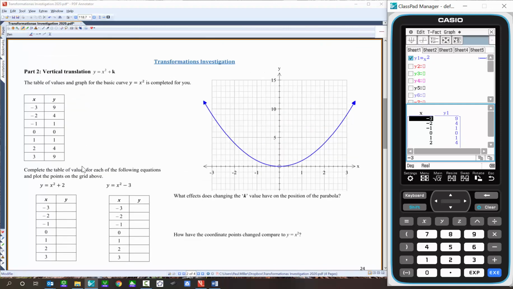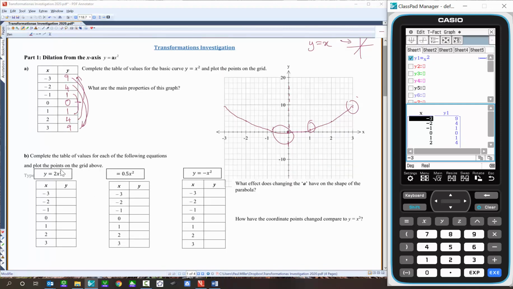Okay, so now what we want to do is complete the table of values to plot the points on the grid above. We're going to plot these graphs one after another. So this one here is y equals 2x squared. Notice that what we're doing is varying this value here, the coefficient. That's varying what we call the a value. It can be the b value or the c value. It doesn't matter about the letter, but it's the coefficient of the squared term that we're going to have a bit of a play around with.